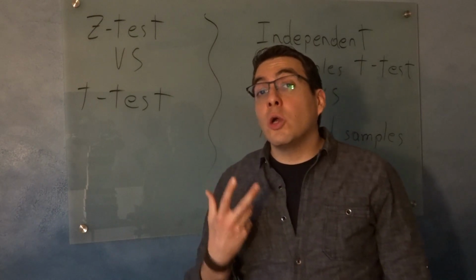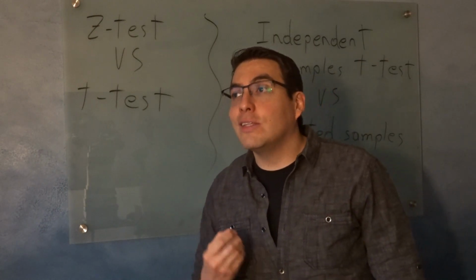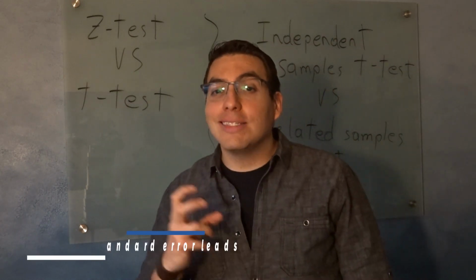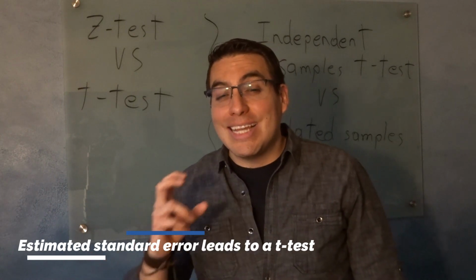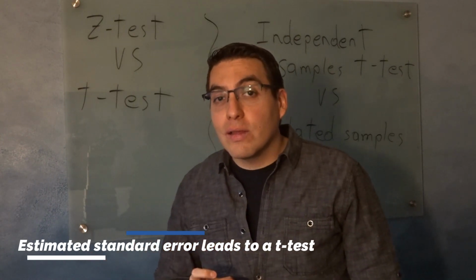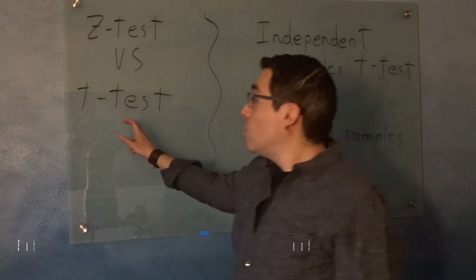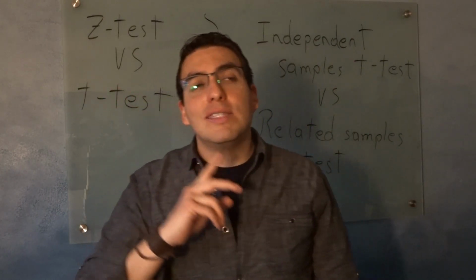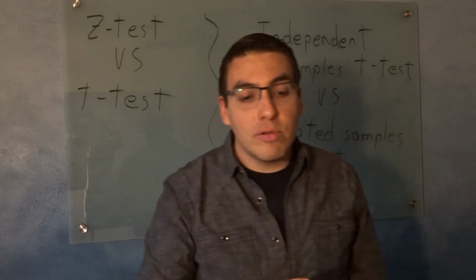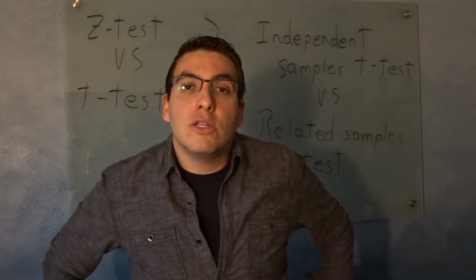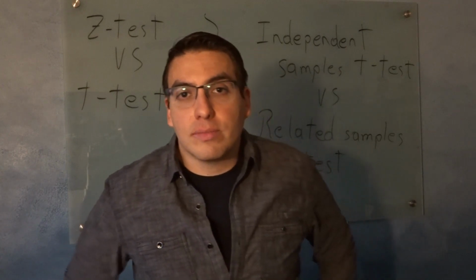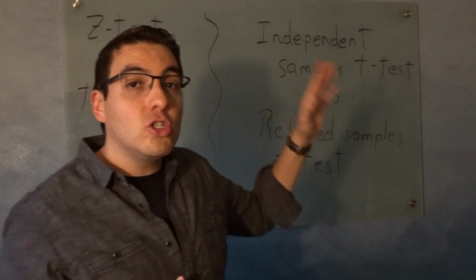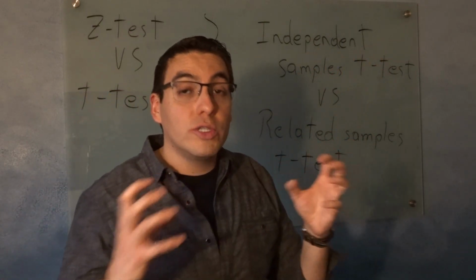Most often you don't know it. If you don't know the standard deviation of the population, you need to estimate it. And that's called the estimated standard error. The estimated standard error will lead to the one sample t-test. So, the one sample t-test compares a sample to a population when you don't know the standard deviation of the population. As we transition now, the t-test can also be used to compare two samples.